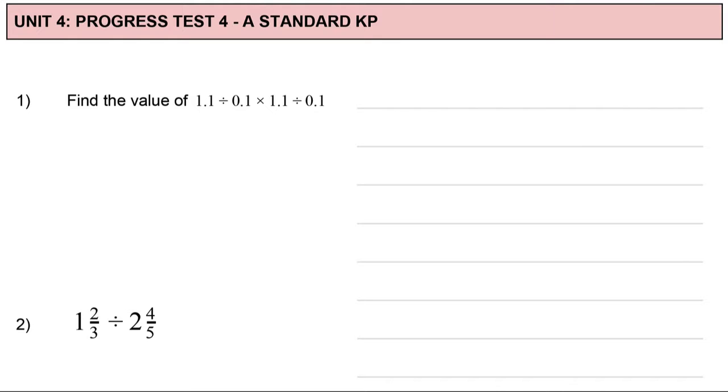So the first thing I want to start with is this bit here with the 1.1 divided by 0.1. Now we can't divide by a decimal here, so we need to multiply by 10 to get a whole number. And if I multiply this by 10, then I need to multiply this by 10. So what I end up with is 11 divided by 1 times 1.1 divided by 0.1. Now 11 divided by 1 is just 11, and I'm going to be multiplying that by 1.1 divided by 0.1.